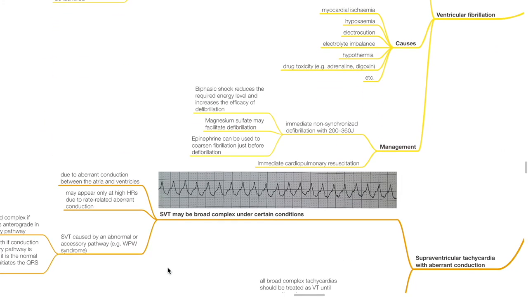Management: immediate non-synchronized defibrillation with 200 to 360 joules. Biphasic shock reduces the required energy level and increases the efficacy of defibrillation. Magnesium sulfate may facilitate defibrillation. Adrenaline can be used to coarsen fibrillation just before defibrillation. Immediate cardiopulmonary resuscitation.